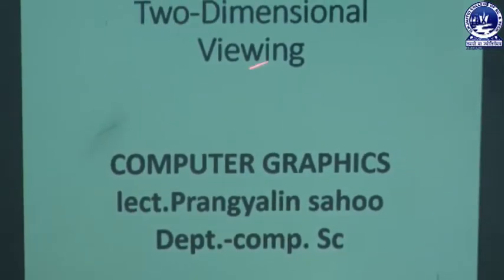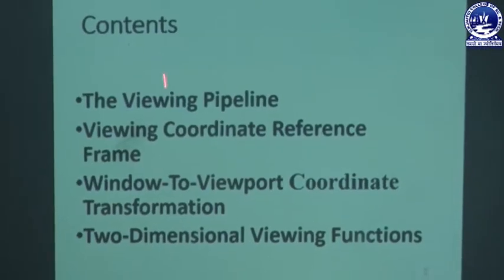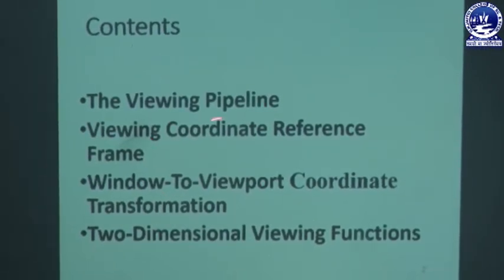I am Prangyalin Sahoo, lecturer of the Computer Science Department, and in today's lecture I am going to discuss one of the very important core parts of the computer graphics field, that's two-dimensional viewing. So here is a table of contents which I will discuss in today's class one by one.